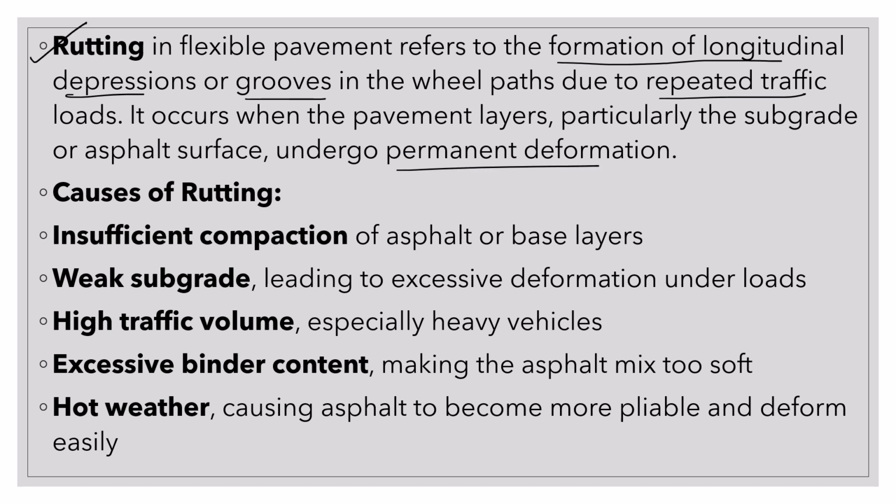undergo permanent deformation. The causes are, one, insufficient compaction of asphalt or the base layer. It can also occur due to weak subgrade, which leads to excessive deformation when the wheel load is coming. High traffic volume can also cause rutting, especially heavy vehicles. When heavy vehicles go through, the wheel load is very high. Excessive binder content makes asphalt too soft, and that can also cause rutting. When hot weather occurs, the asphalt becomes more pliable and it deforms easily.